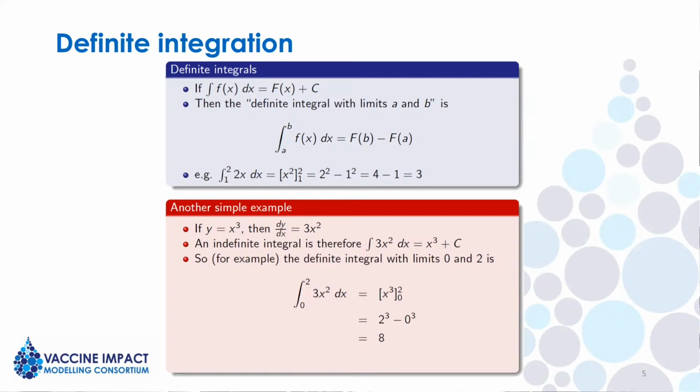So if we had the integral of 2x dx between 1 and 2, we'd integrate this. We know it's going to be x squared. We've done it before. And then we put in our limits. So we've got 2 squared minus 1 squared is 3. That's our definite integral.